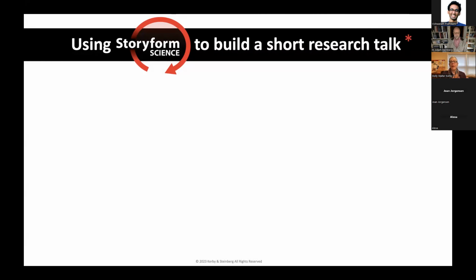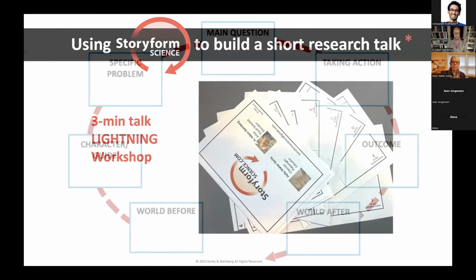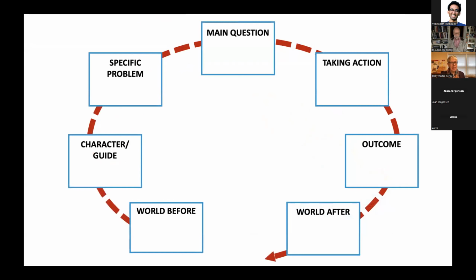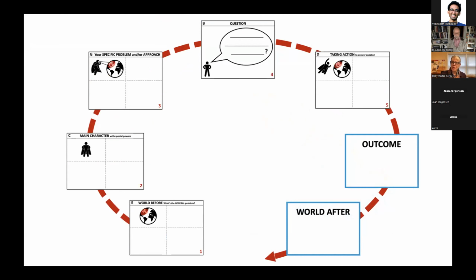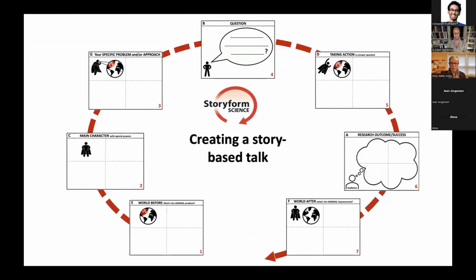So in one of our workshops, we call it the lightning workshop, we give the participants a whole pack of cards. And this won't surprise you, I know, but 7 of these cards represent the steps I've just gone through, the steps of a story. So people use those to create a story-based talk. And they don't start at the beginning when they're building this. They start almost at the end because stories are backwards designed.